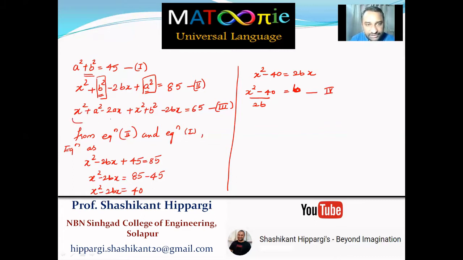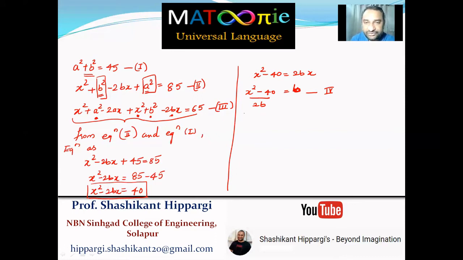Similarly, now try to solve this third equation using equation number 1, 2, or 4 and try to minimize the variables. Okay, see here, again here we are getting a square plus b square. Again, we can replace that a square plus b square with 45. Then again, what we are seeing here is x square minus 2bx. See here, we have got one more relation. x square minus 2bx is nothing but 40. So we can use these two things and solve that.